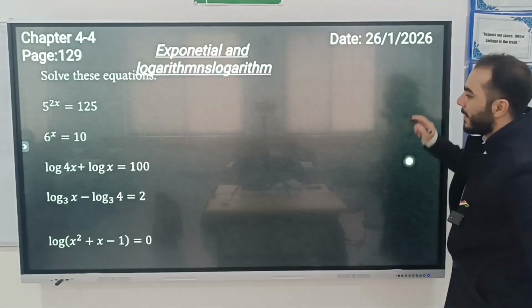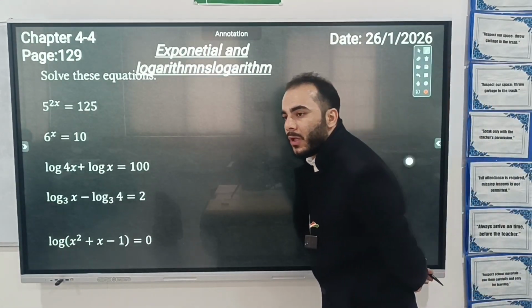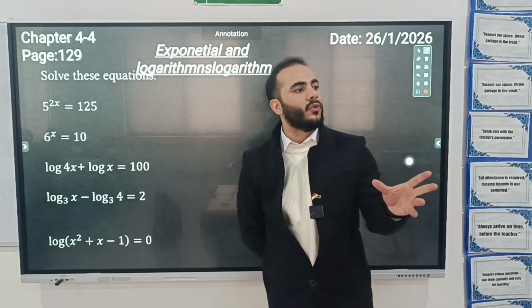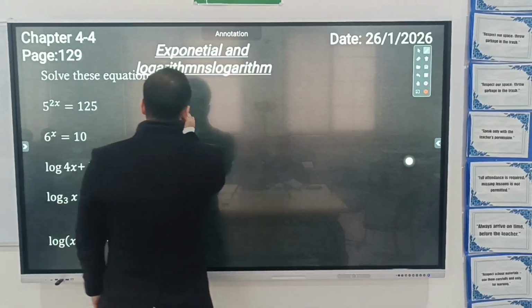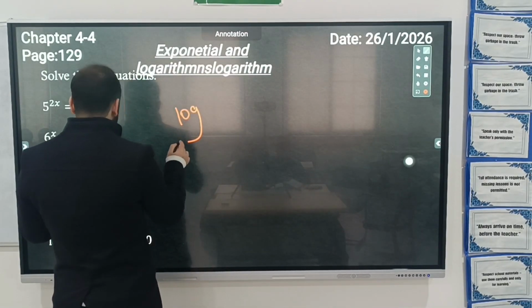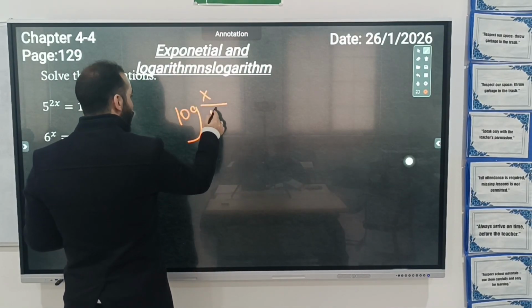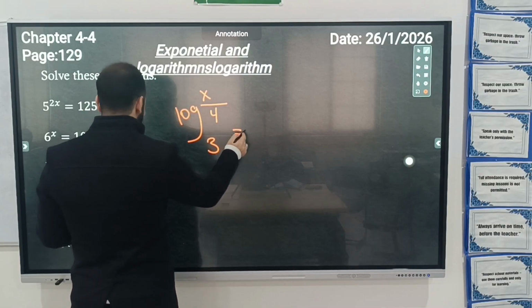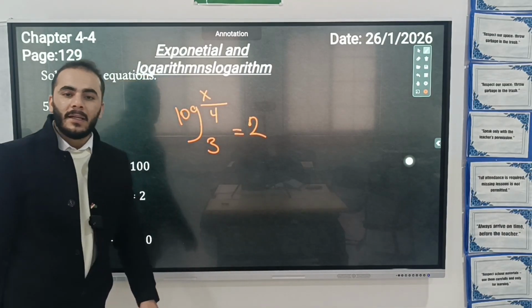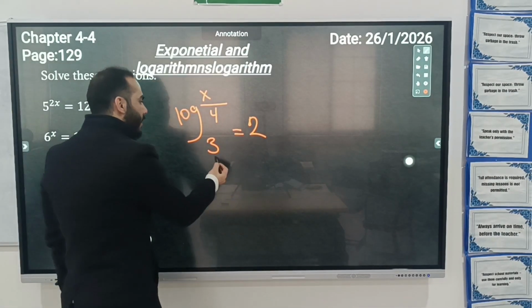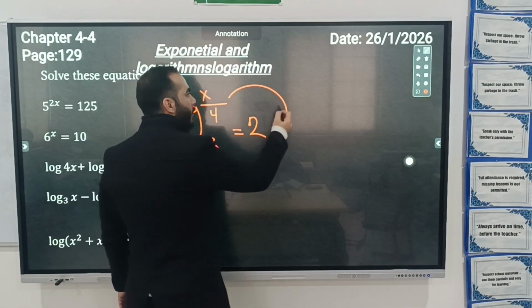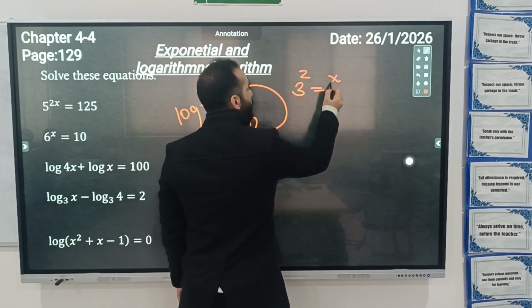So the next one, we have got negative between our logarithms. So for negative, we need to turn it to division. Log x divided by 4, base is 3, equals to 2. Right hand rule. 3 powered by 2 equals to x over 4.